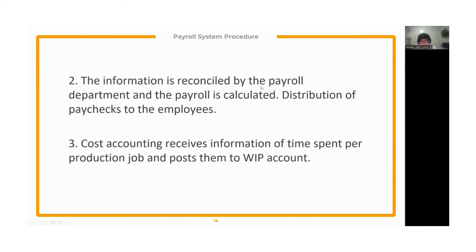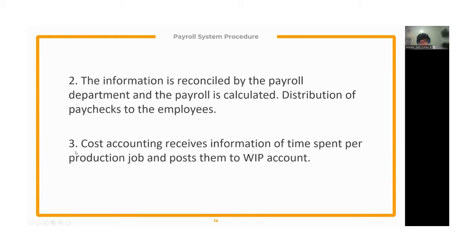So in this step, the payroll department confirms the information that they received and they calculate the payroll. Then the paychecks are distributed to the employees. But remember, in this step, the employees are not paid. That comes in the next set of steps, which involves the cash disbursement forms from the accounts payable department.